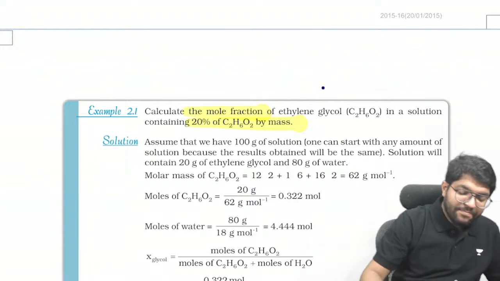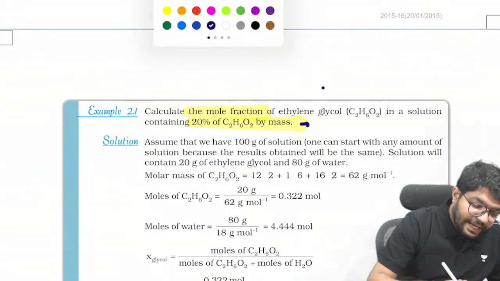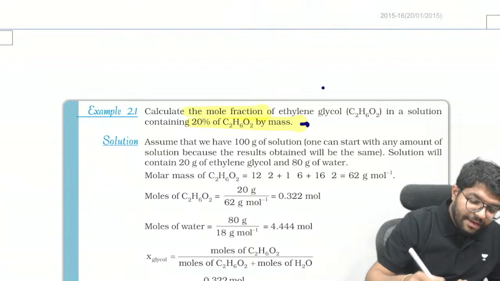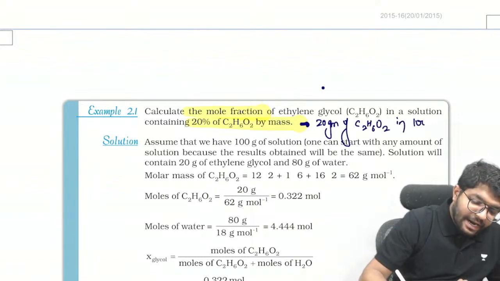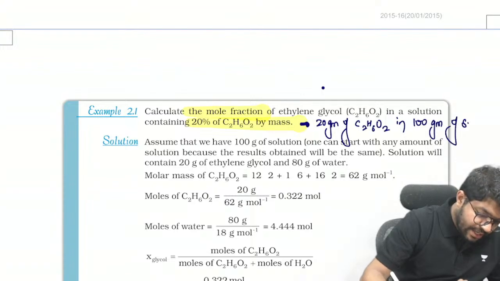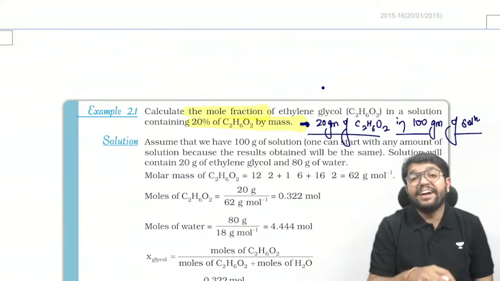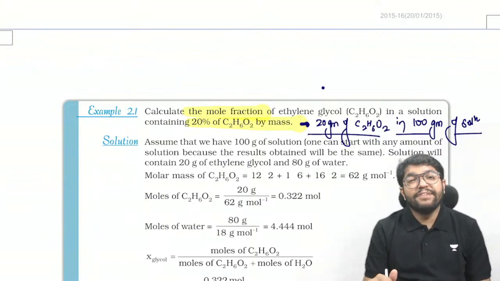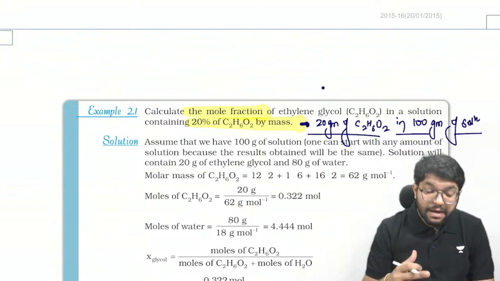20% by mass means 20 grams of C2H6O2 in 100 grams of solution. Sir, mass percentage is mass of a component divided by total mass of the solution. Mass of the component divided by total mass of the solution is called mass percentage.